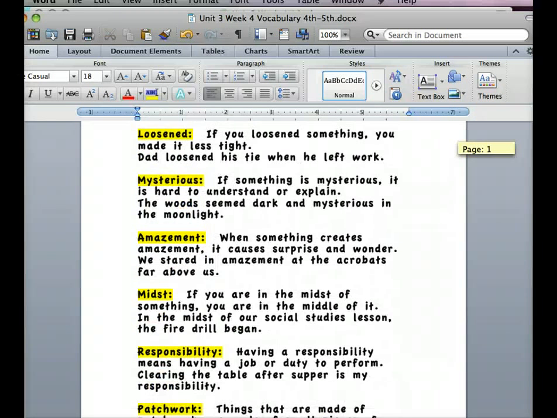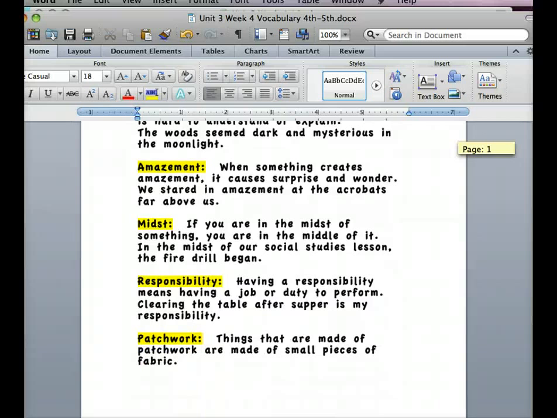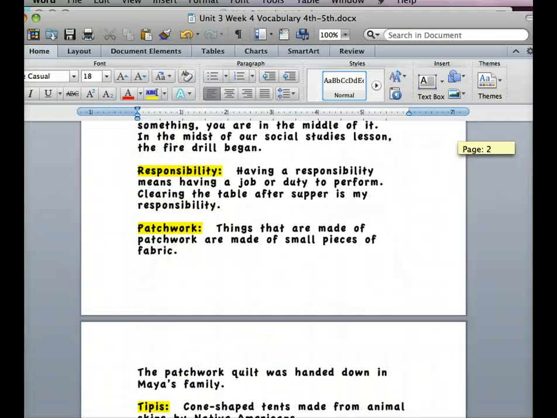Mysterious. If something is mysterious, it is hard to understand or explain. Amazement. When something creates amazement, it causes surprise and wonder. Mist. If you are in the midst of something, you are in the middle of it. Responsibility. Having a responsibility means having a job or duty to perform. Patchwork. Things made of patchwork are made of small pieces of fabric.